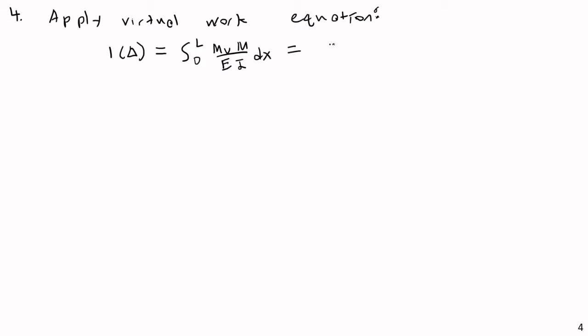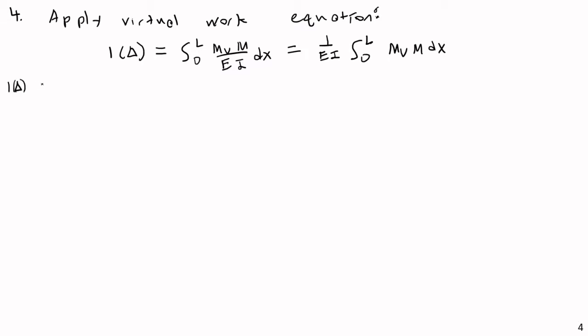I'm going to go ahead and pull out the EI because those are just constants. They're not going to affect anything. They don't vary as a function of x. So I'm just going to pull them out, leaving the integral of mv m dx. And then I'm going to substitute in expressions for mv and m. I am going to need to break this into 3 separate integrals, so I'm going to give myself plenty of space here to write.